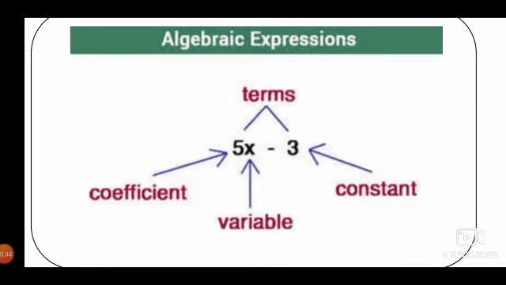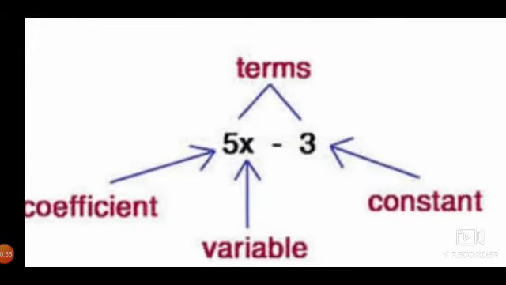Now we will see what a coefficient is. Coefficient means a number attached with the alphabet letters. For example, in 5x, the x is known as the variable and the 5 is known as the coefficient. A coefficient means the number which is attached with the variable. Variable means English alphabets x, y, z. Those things are known as variables.